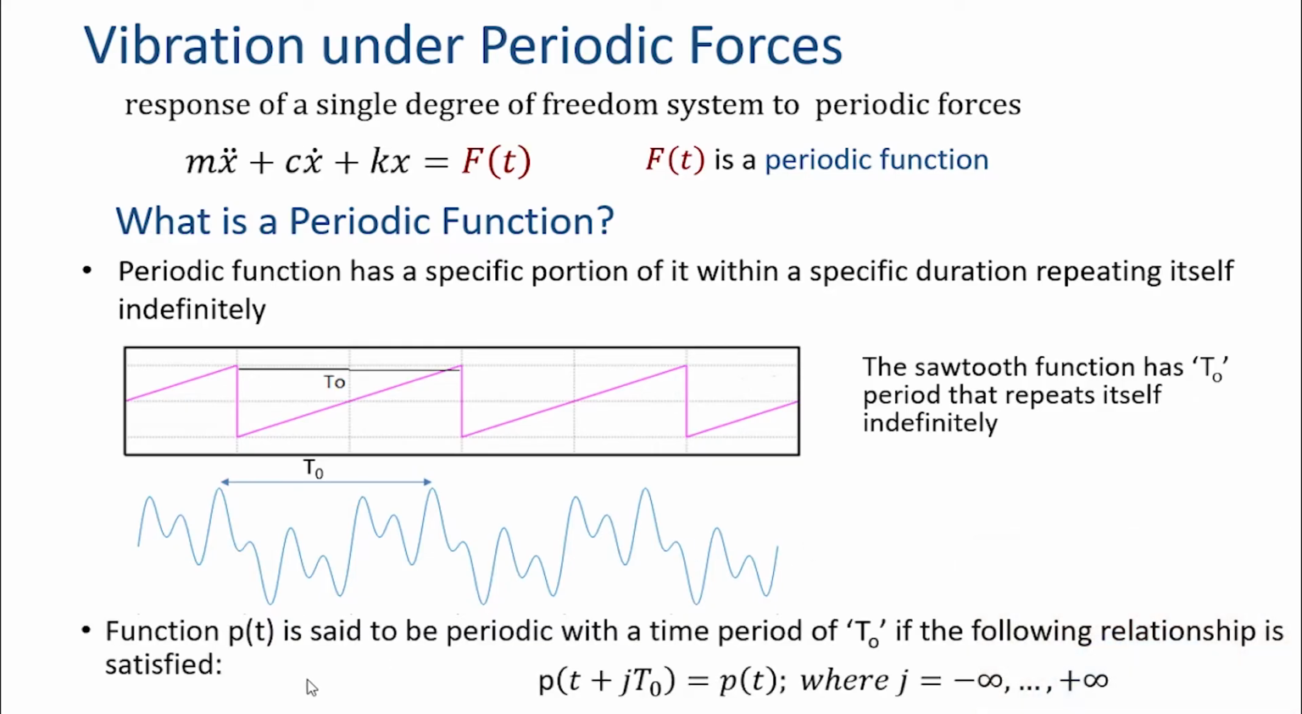So a function p(t) is said to be periodic with a time period of t0 if p(t), the value of the function at t, is equal to p(t + j t0). That is, p(t) is equal to the value of the function after multiples of t0. So p(t) is equal to p(t + j t0), where j ranges from minus infinity to plus infinity. So this function continues indefinitely.